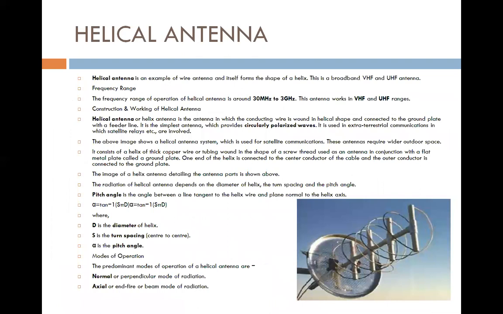Now next, the helical antenna. So first of all, we see the figure. It looks like a spiral. This is a wire, basically a wire antenna. First of all, we take one wire and wind the wire in this spiral manner. So we make one good helical antenna. The helical antenna is an example of a wire antenna formed in the shape of a helix. Its shape looks like a helix.